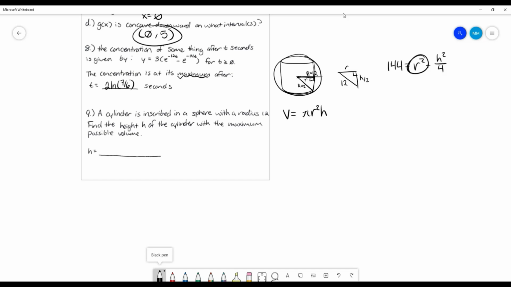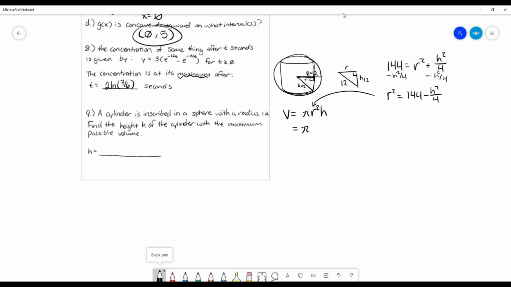So now I'm going to figure out what r is. So I'm going to subtract that from both sides. So r squared equals 144 minus h squared over 4. So then, oh, I could take the square root of that, but we've already got an r squared, so I can just plug this in as is. So I'm going to plug that in for my r.